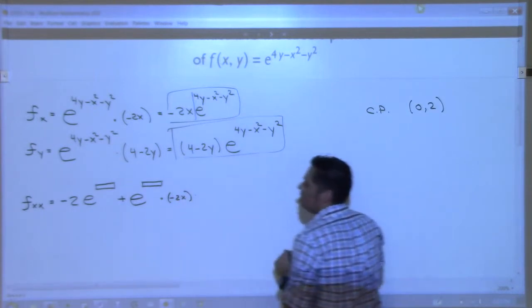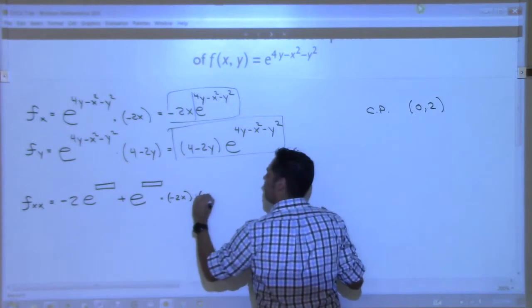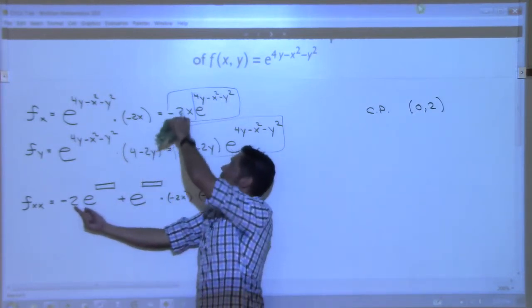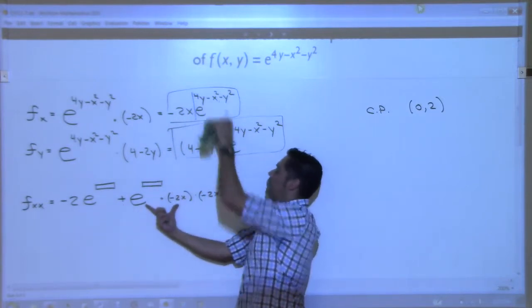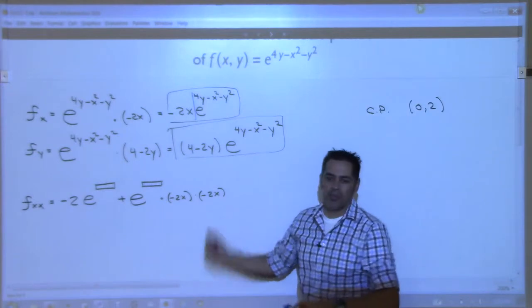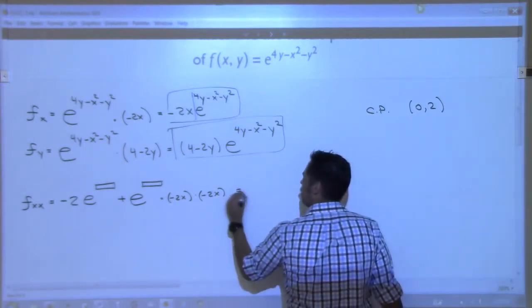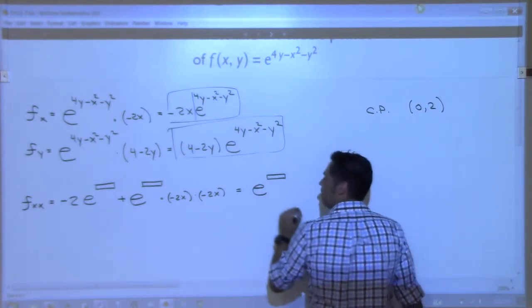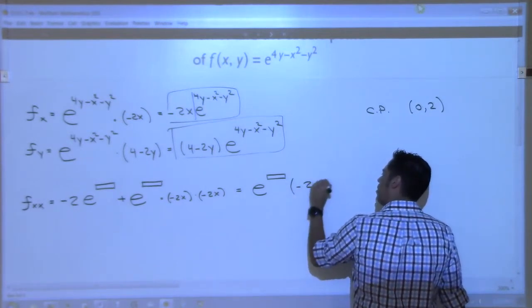But then times what? The first one again, negative 2x. So this was the derivative of the first one times the second one, plus all of this, which is the derivative of the second one, then times the first one again. All right, this is equal to e to the crap, and then we have negative 2 plus 4x squared.